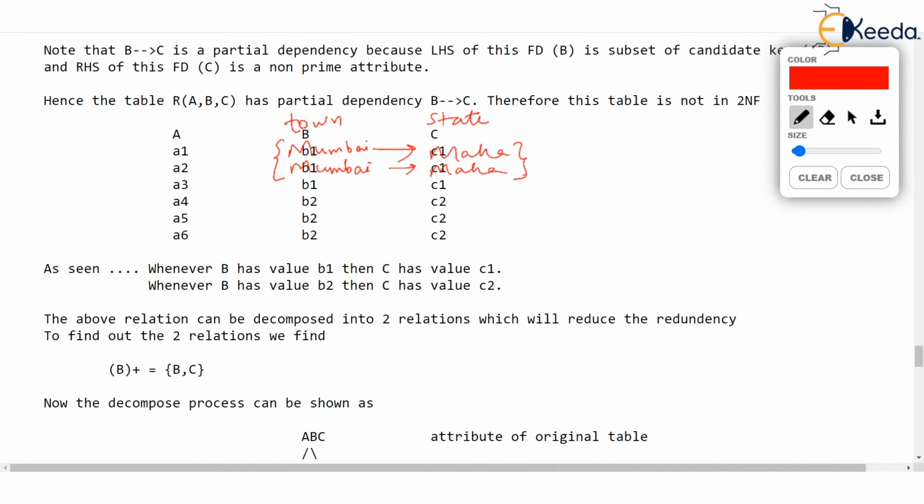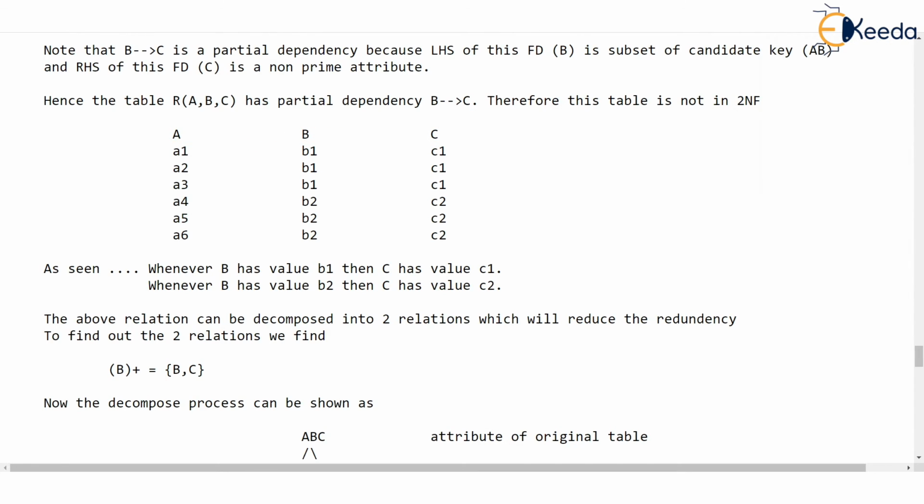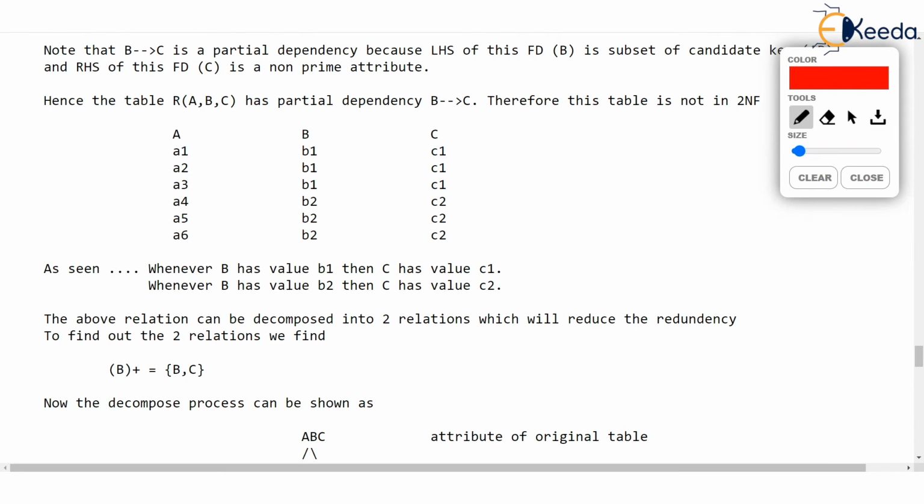So this is redundancy. This is what B determines C has. And this is partial dependency because AB together is the candidate key and now B alone determines C. Part of the candidate key is determining non-prime attribute C. So this is redundancy. So what is the best remedy for this? What you can do is you can create two tables. Let A and B be in one of the tables and B and C be in the other table.